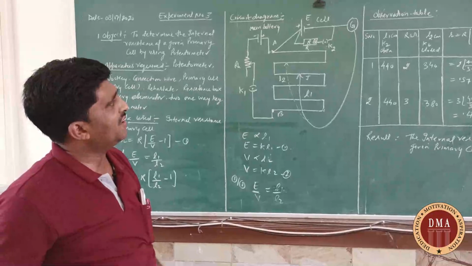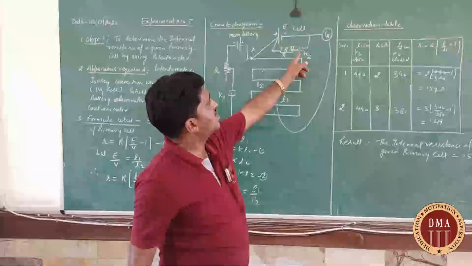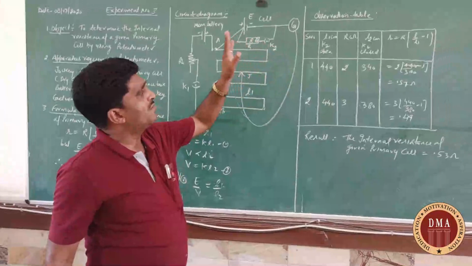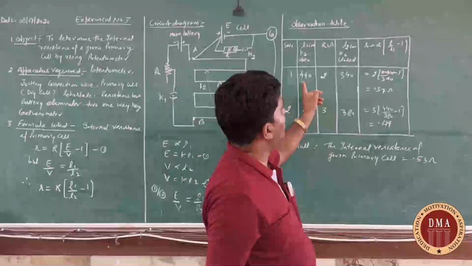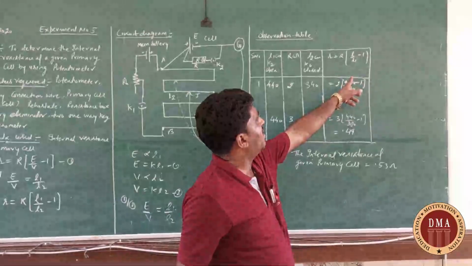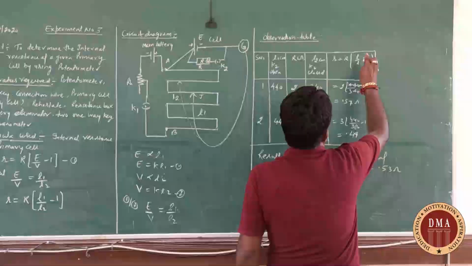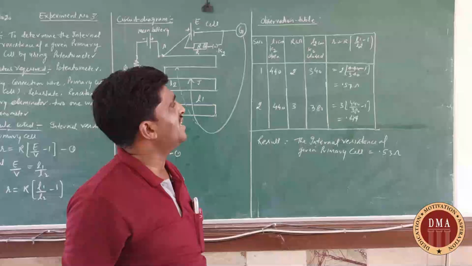First of all, K1 is closed and K2 is open. The balancing length L1 is 440 cm. Again we will close K2 and take out a 2 ohm resistance from the resistance box and take the balancing length L2. This one is 340 cm. The values of L1 and L2 are put in this formula: small r equals capital R, L1 by L2 minus 1. The value of R is 2, L1 is 440, L2 is 340, minus 1. Then you will calculate the value. The value of the internal resistance is 0.57 ohm.